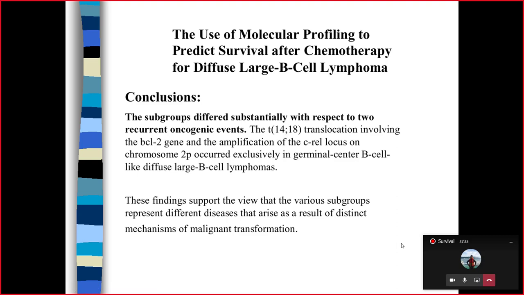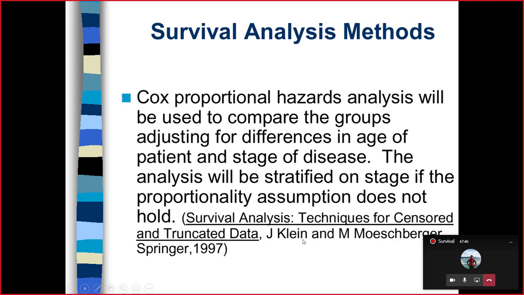So they come up with the conclusion. Okay. So various subgroups represent different diseases that arise as a result of distinct mechanisms of malignant transformation.